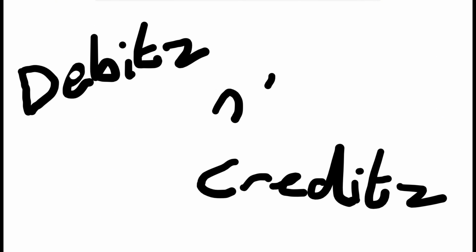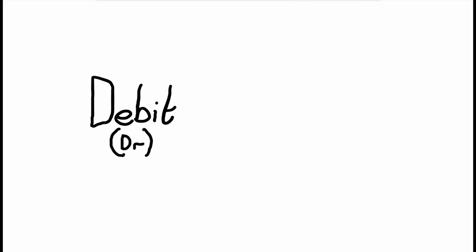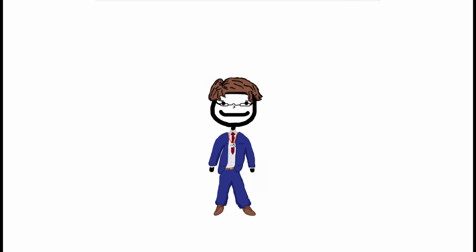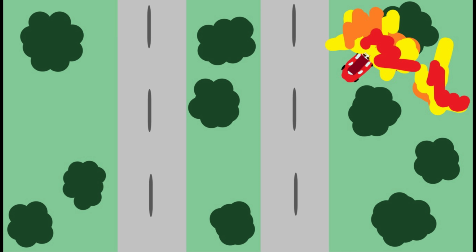This is where the debits and credits come in. A debit is an entry on the left side of an account, and a credit is an entry on the right side of the account. If you're from the UK, think of it like this. Debit is usually shortened to DR, and credit is usually shortened to CR. So think of a drive on the left, crash on the right.